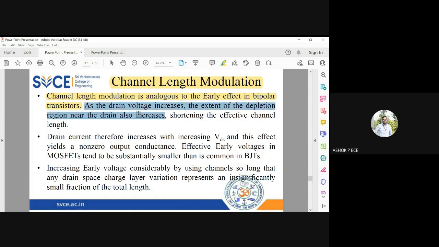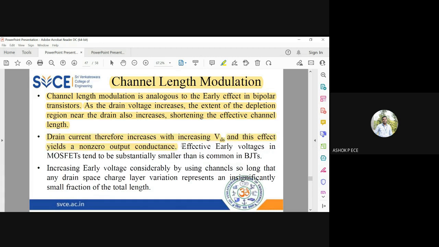So as the VDS increases, the extent of depletion region near the drain also increases. Thereby, the effective channel length will reduce. See, modulation, you use the term modulation where if something is varying, a channel length is being varied with respect to the applied voltage. As I increase my VDS, the depletion region size will also increase, which will effectively reduce the size of your channel. So drain current therefore increases with increasing VDS, and this effect yields a non-zero conductance.